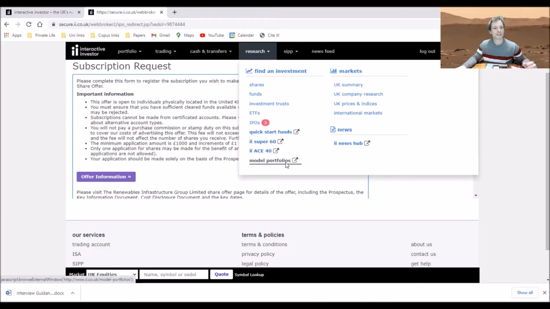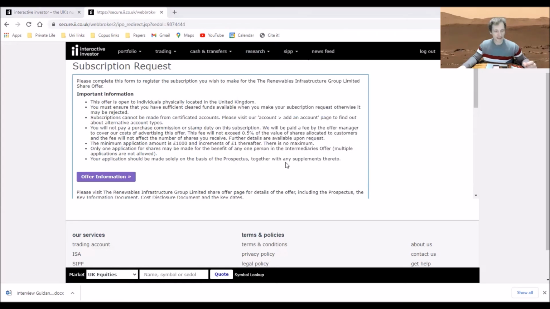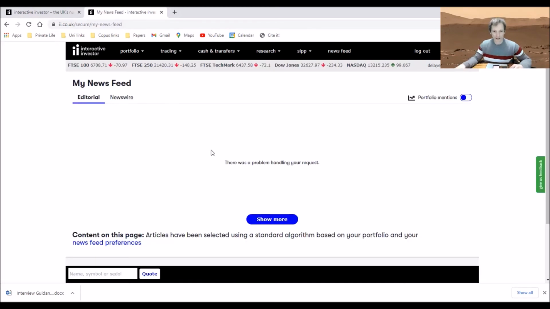Okay, let's see what other people are doing. Maybe I look at that in some more detail later. Certainly another nice feature. And then we have SIPP. I think that's some sort of a pension fund. I did not open an SIPP account. And then newsfeed. What's this? There was a problem handling your request. So, okay. Maybe this will work later. Maybe I need to set it up. Here it says portfolio mentions. So maybe it will give me news about the stocks that I actually own. I don't know. But it's certainly nice to have a news feed in here as well.